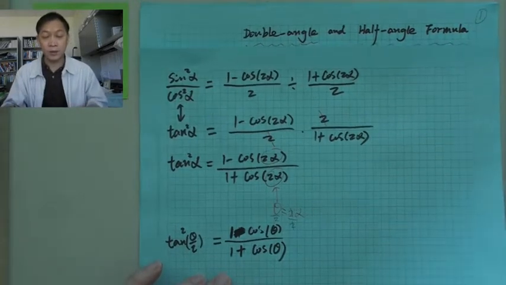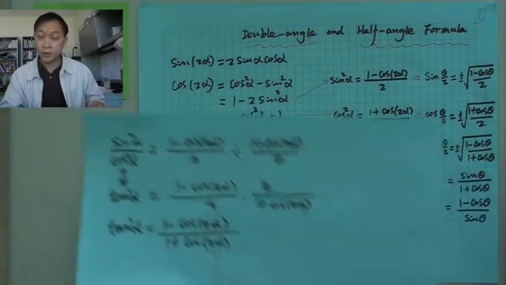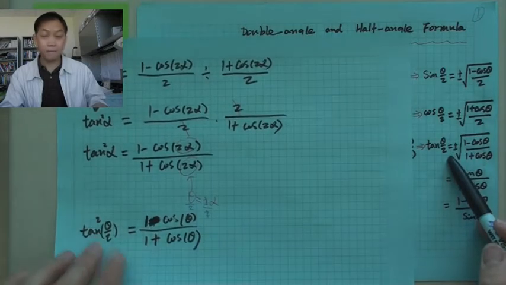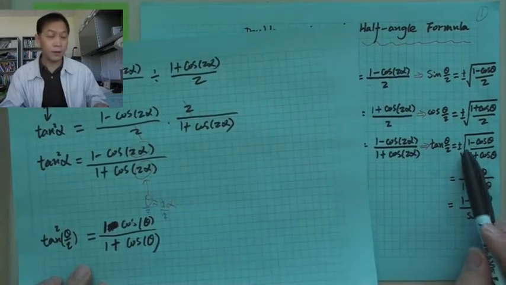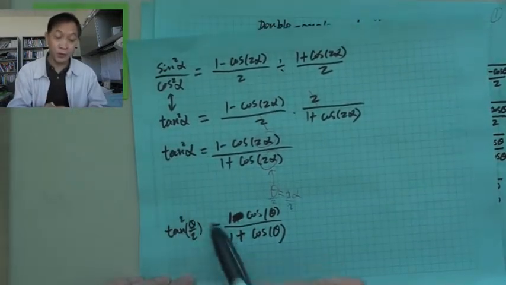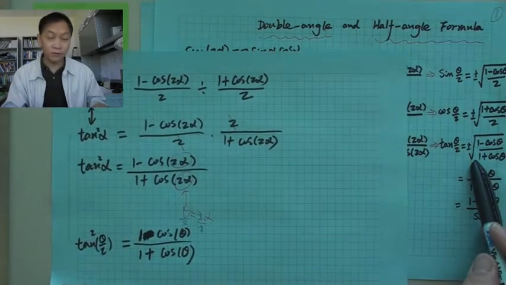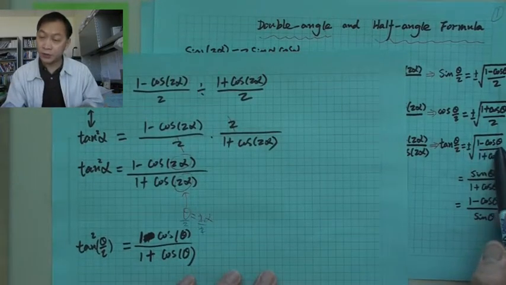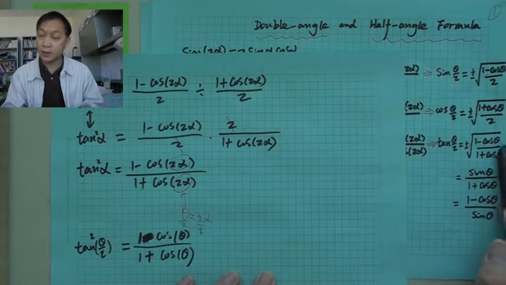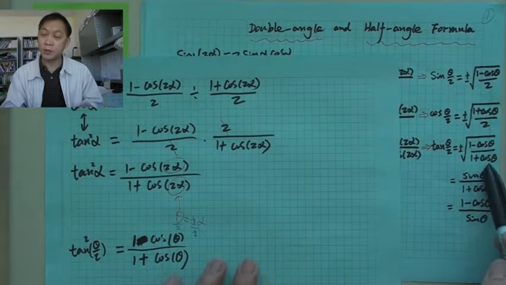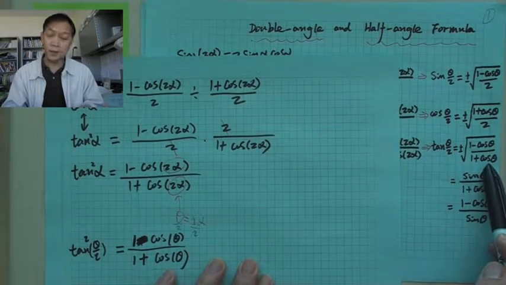Okay, that will be what? That will be the one down here. Okay? Oh, you have to choose the square root. So it has positive, negative. Minus 1 minus cosine theta, and 1 plus cosine theta. Okay?